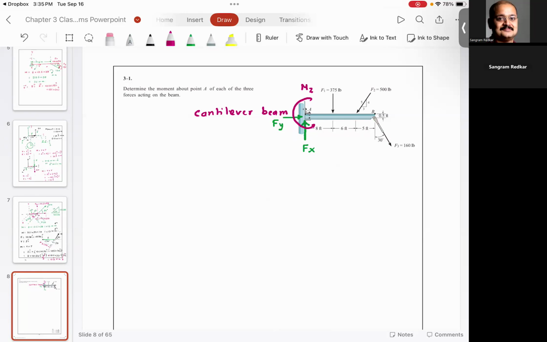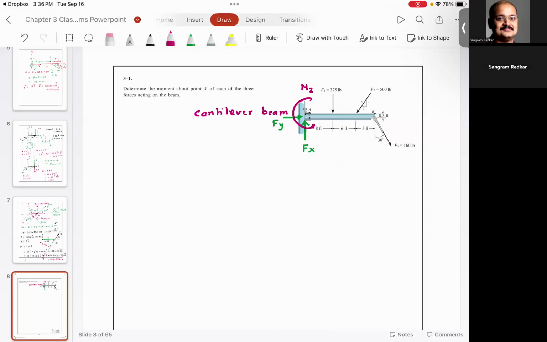Everyone understood this? However, if you have a hinged beam, then what's going to happen is the hinged beam is going to roll. It's going to rotate. It means the hinge cannot support any moment, but it can support the forces in the x direction and y direction. So if you had a hinged beam, the reactions would be the forces in the x direction and forces in the y direction. Do you agree with me?